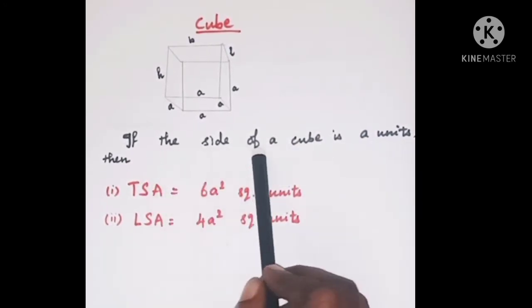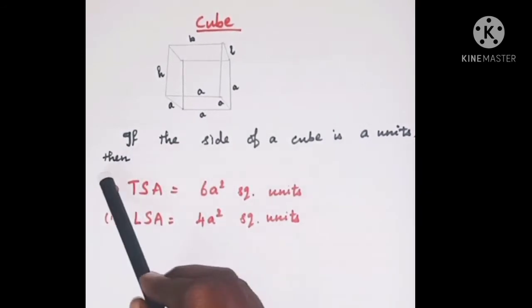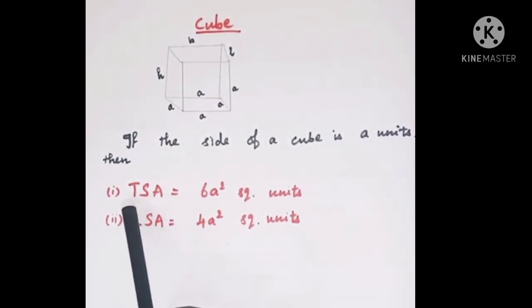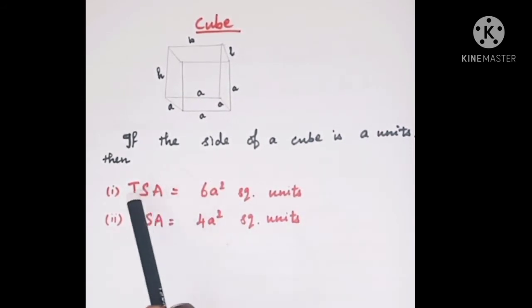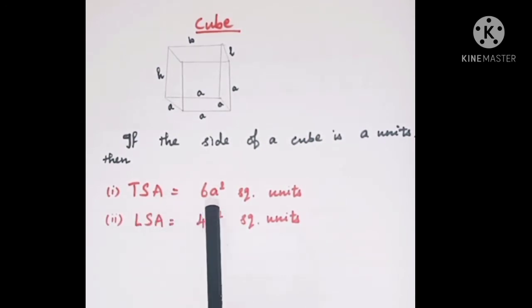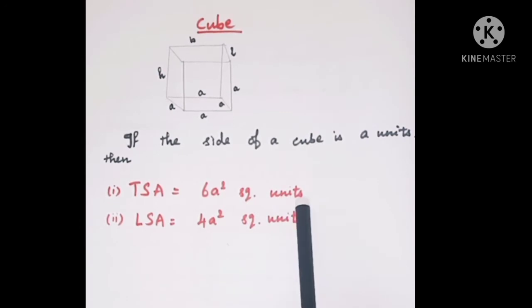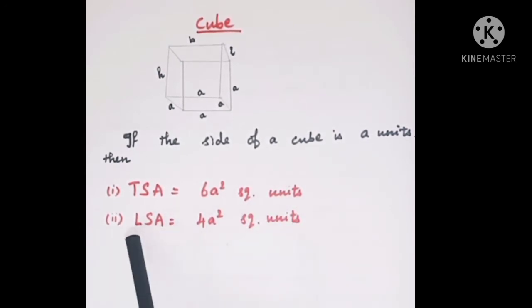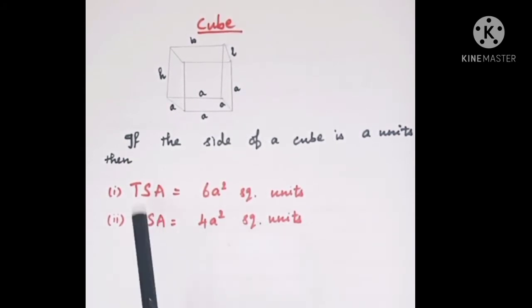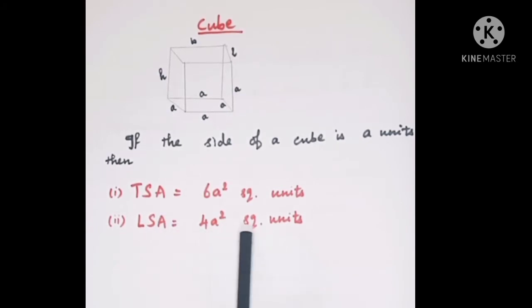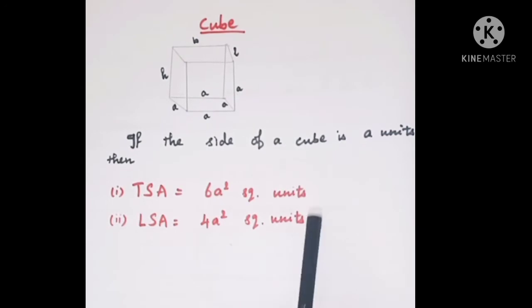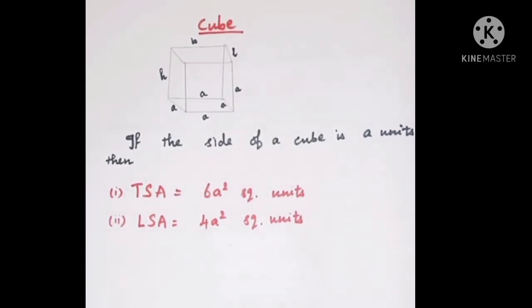Now, if the side of a cube is A units, then total surface area TSA is equal to 6A square units. Total surface area of the cube is equal to 6A square units. And the lateral surface area LSA is equal to 4A square units. These are the very important formulas of cube.